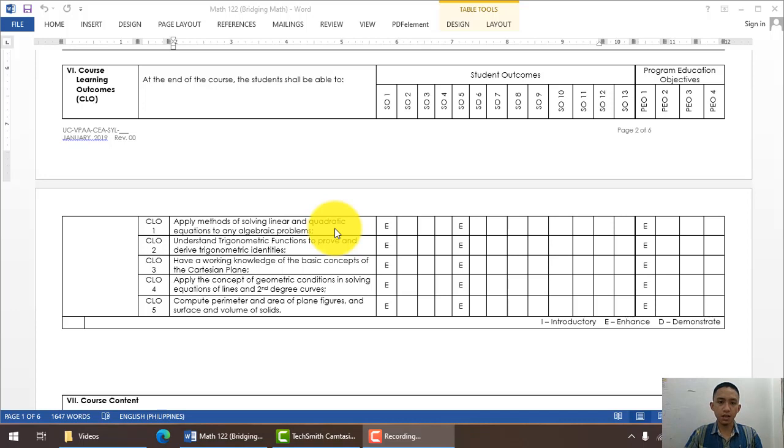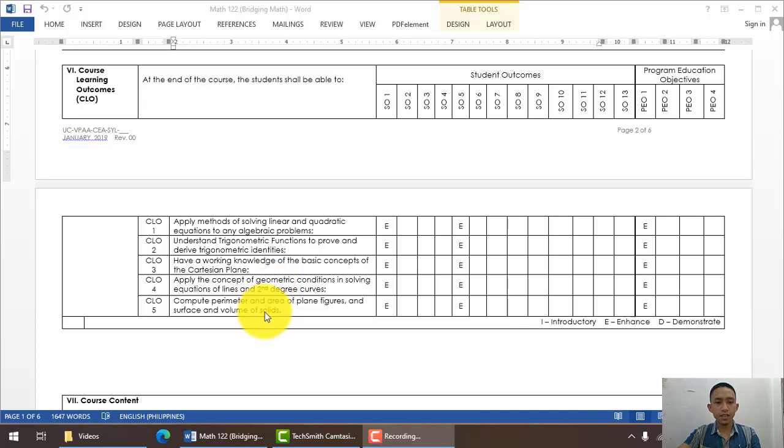Okay, algebraic topics. And we have here your CLO2, understand trigonometric functions to prove and derive trigonometric identities. This is in your trigonometric subject. Have a working knowledge of the basic concepts of the Cartesian plane. So that is in your analytic geometry, plotting points, drawing the curves or equations. Apply the concept of geometric conditions in solving equations of lines and second-degree curves. This is also a combination of your algebra and your analytic geometry.